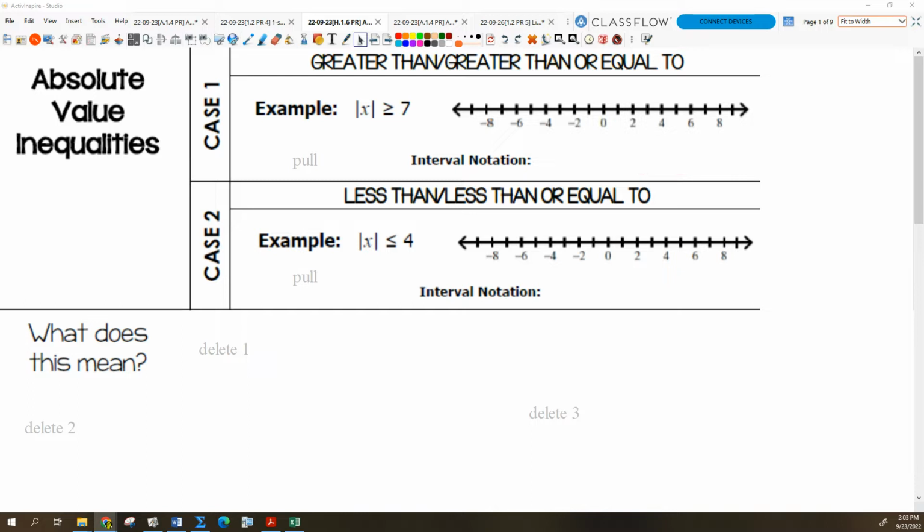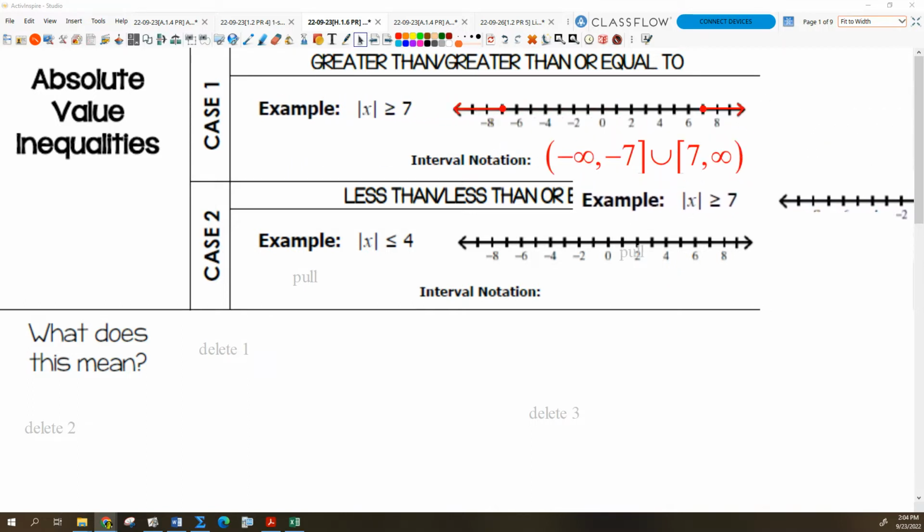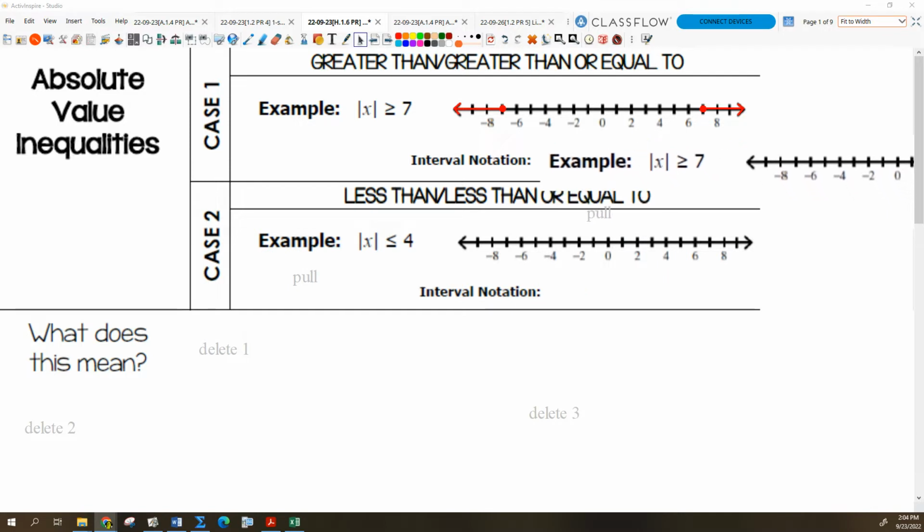Absolute value of x is greater. What do you think? It's going to be two different parts. What's one of them going to look like? One of them's going to be -7 going to the left. Okay, and the other one's going to be 7 going to the right. That's exactly it. Now let's take a look at this. See if we can make sense of that. Great job.